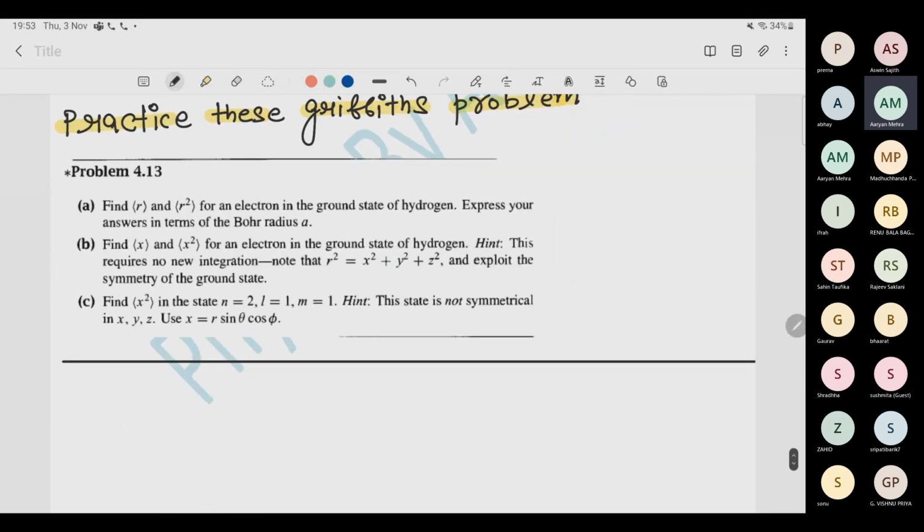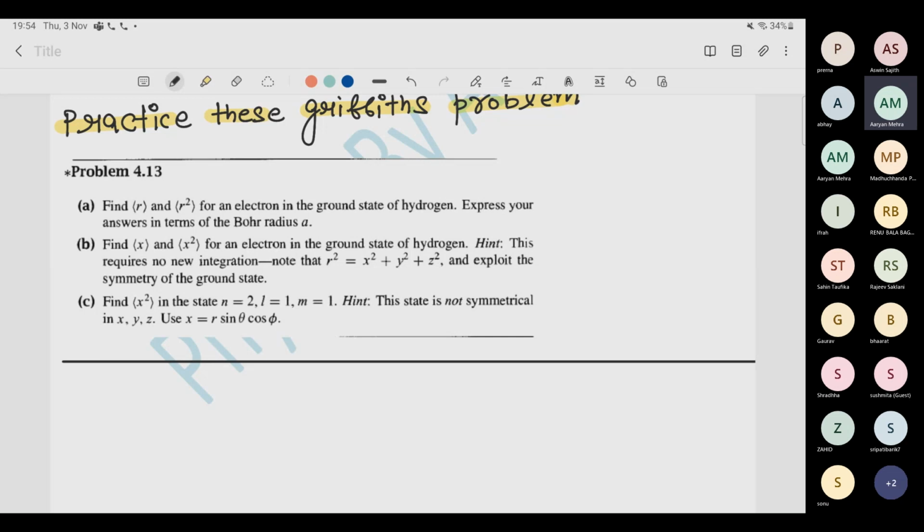Now there is one problem which I have given, so you should try this. This is a Griffiths problem. If you don't understand this problem, see the Griffiths solution. Very simple. Solve this problem, it will give you a very good idea. Find the average r and r square for the electron in the ground state of hydrogen. You can take the wave function for the ground state.